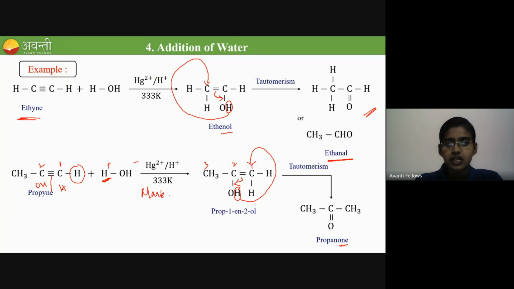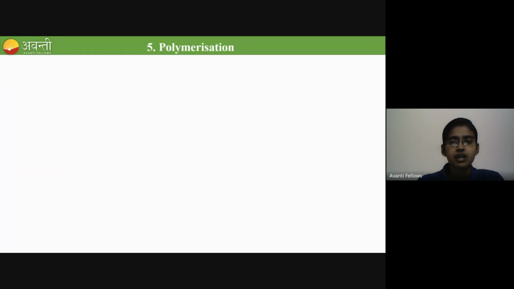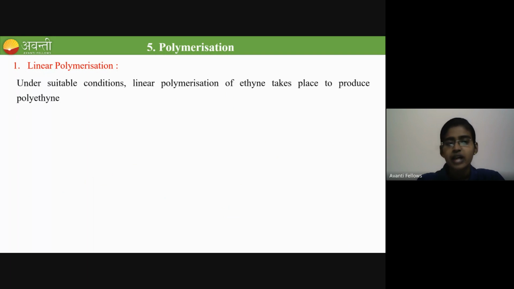Fine, we will go to the fifth reaction, the polymerization reaction of alkynes. How do we get a polymer? By repeating monomeric units, right? We have two different types of polymerization here. One is linear polymerization and the other one is cyclic polymerization. Cyclic I will discuss next. Now we will study linear polymerization. Under suitable conditions, linear polymerization of ethyne takes place to produce polyethyne. You remember we prepared the polyethene polymer in alkenes, right? In the same way we are going to prepare polyethyne, which is also a polymer.